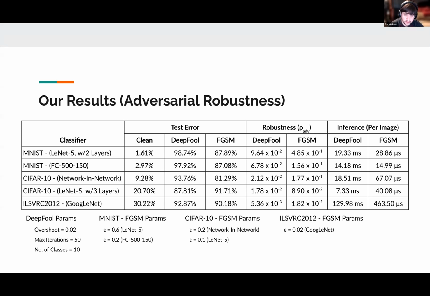And so for the DeepFool method, it was able to get close to 90% or more on average for the test errors. And for FGSM, we got close, with the exception of CIFAR-10 on Network in Network, where it wasn't able to get near 90. It was actually close to 81%.